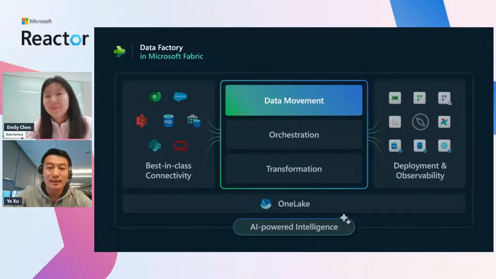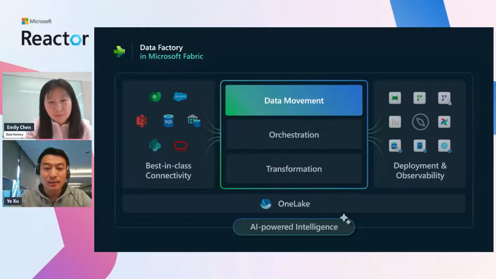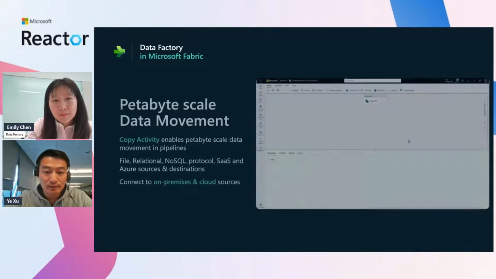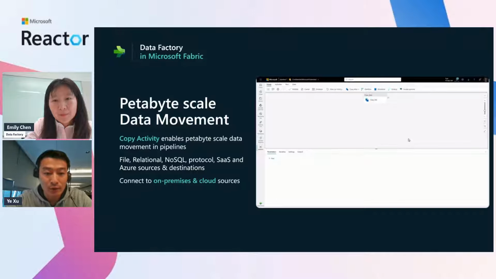Thank you, Emily. Next, I'm going to talk about one of the major DI capabilities, data movement. So let's move to the next page. We know Data Factory in Fabric has already provided petabyte scale data movement via the copy activity in a pipeline. Given that, you can easily move your data from any source to any destination, no matter whether your data is located on-premises, on cloud, or in a Firebase store or a NoSQL database.